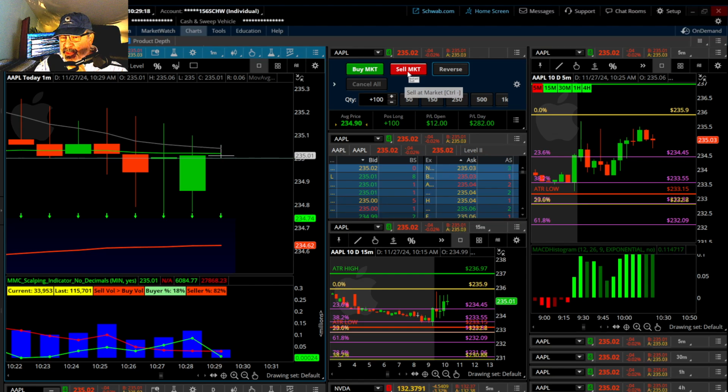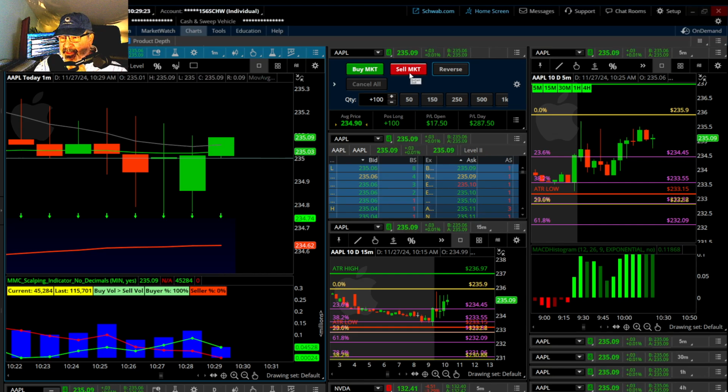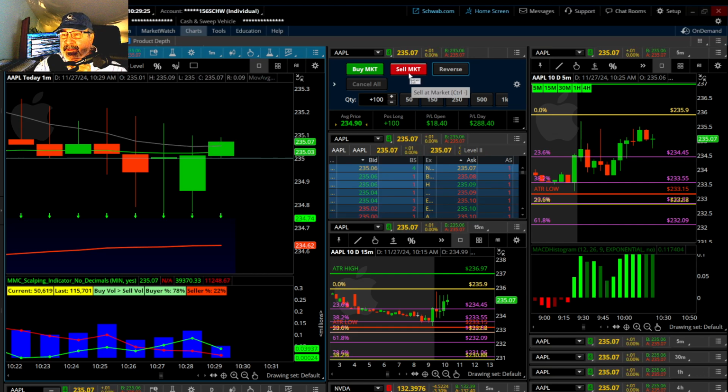It broke it pretty strong here. That's a big candle there. Oh, wow, it's still going. Okay, so this is good. Everybody's going long, I hope. Yep, okay.